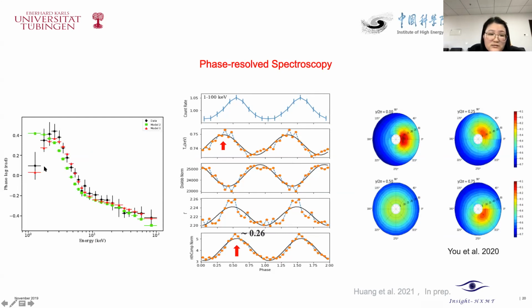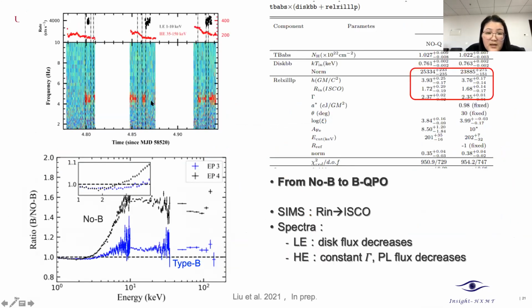And then you can also see the modular data at the red point here. It can well explain the phase lag energy correlation we observed in this source. And the other one is the sudden appearance and disappearance of the type B QPOs.